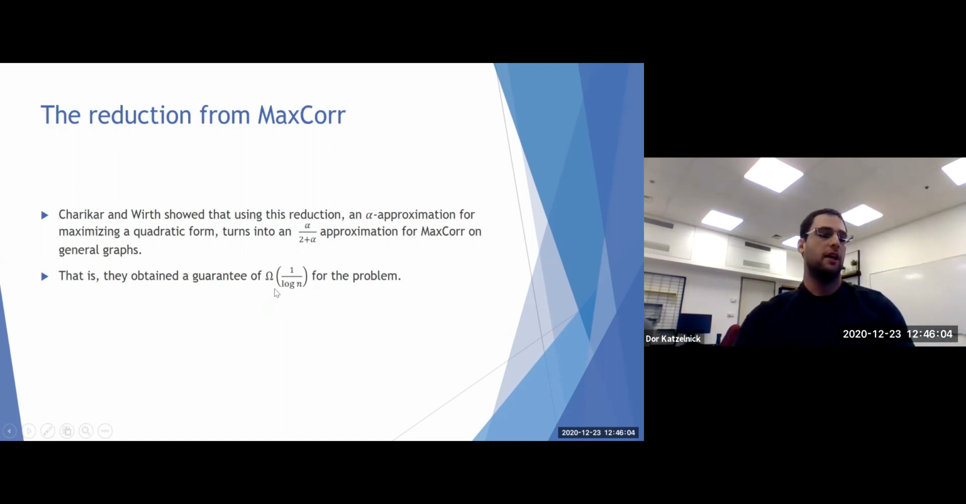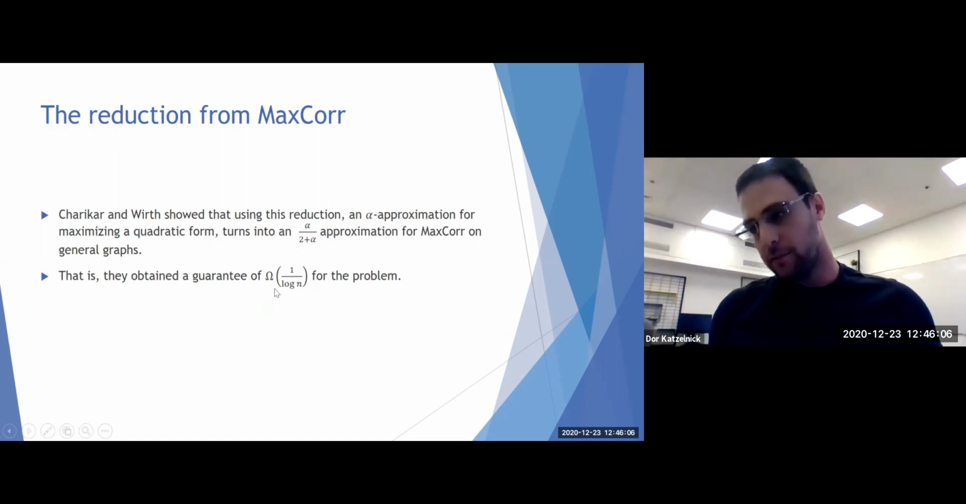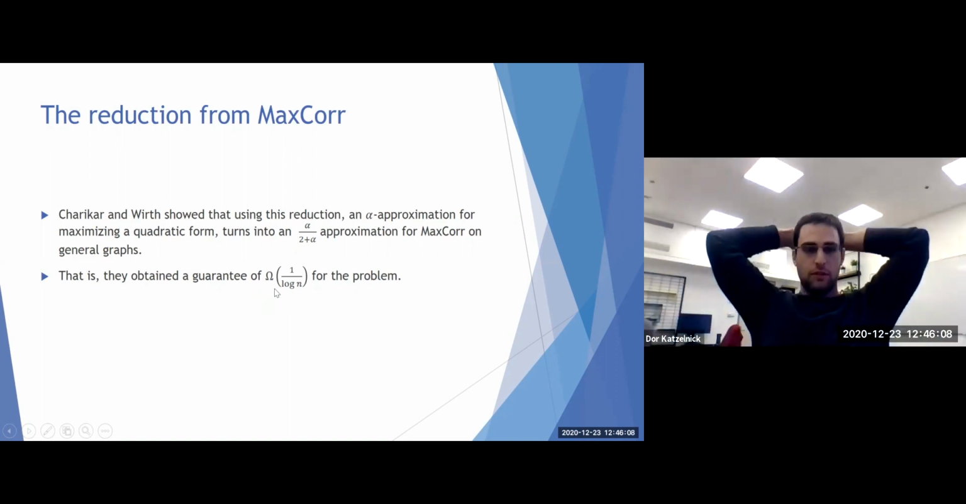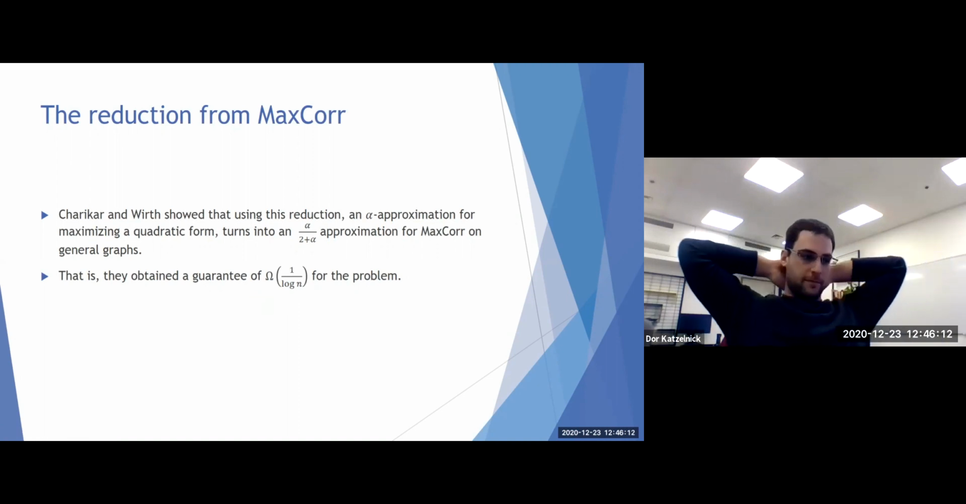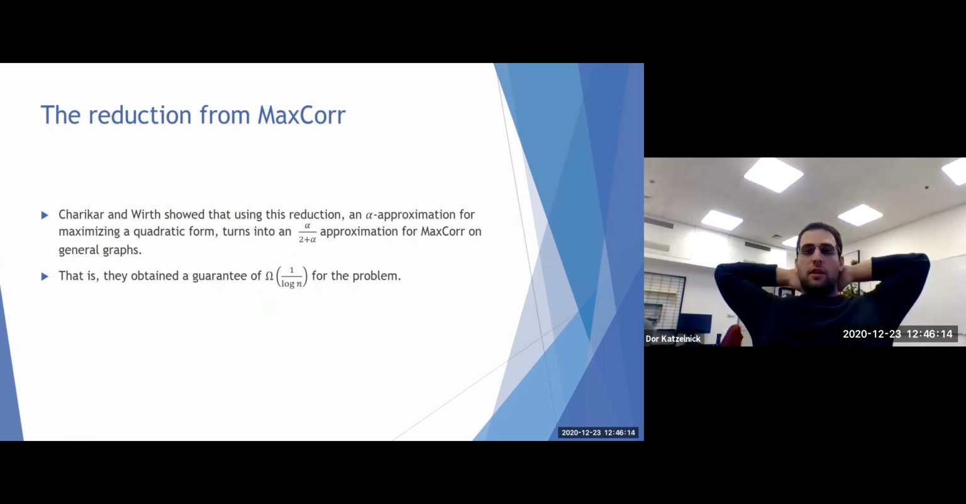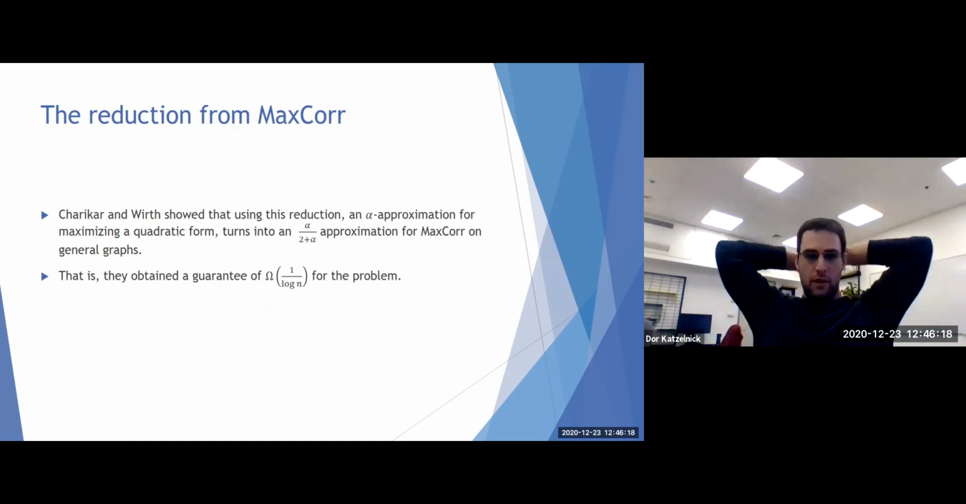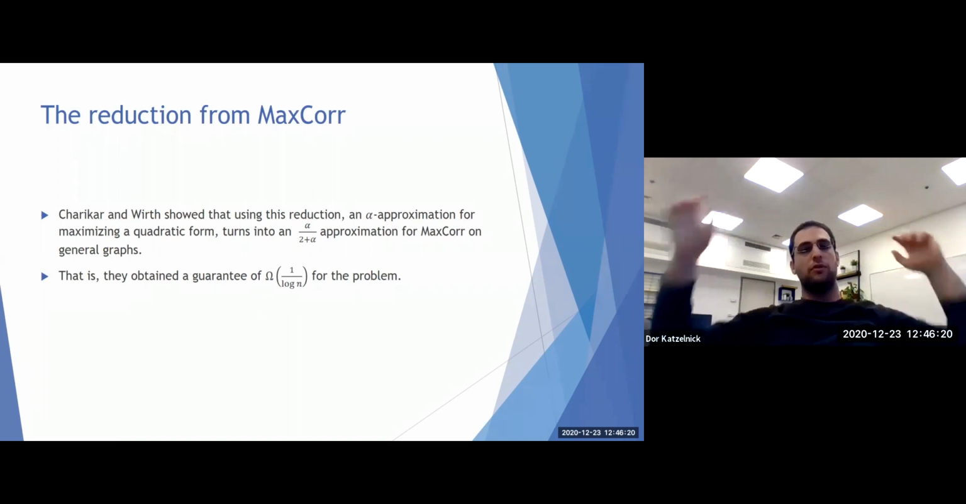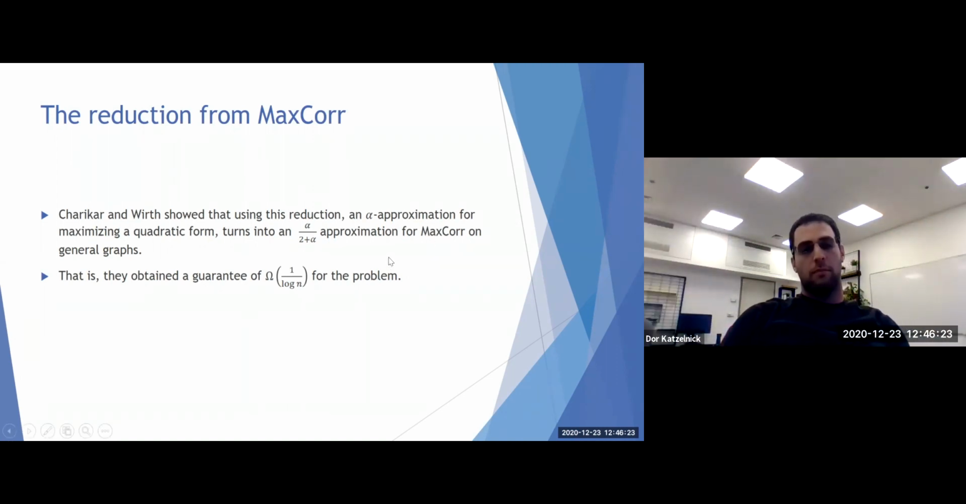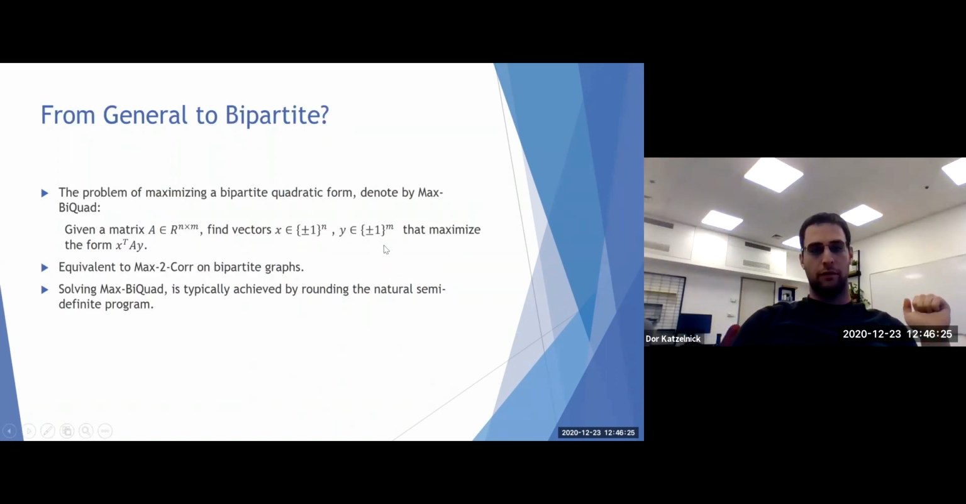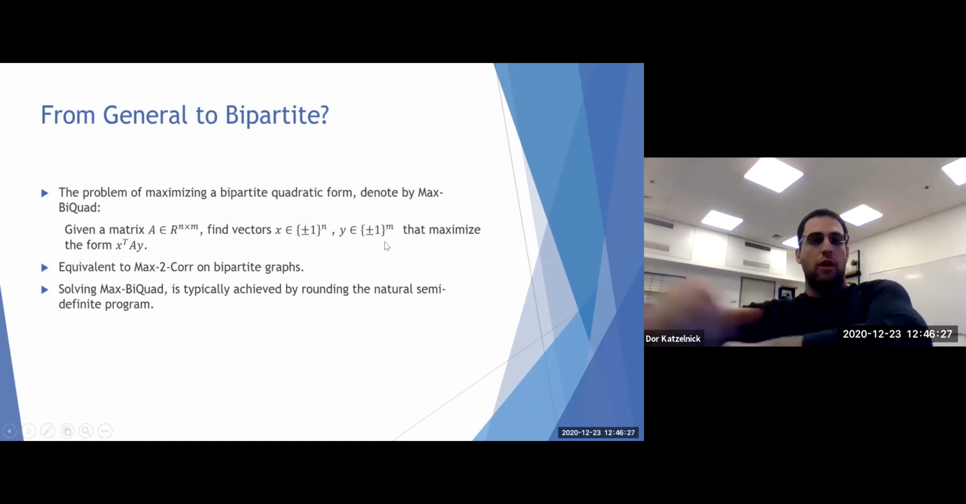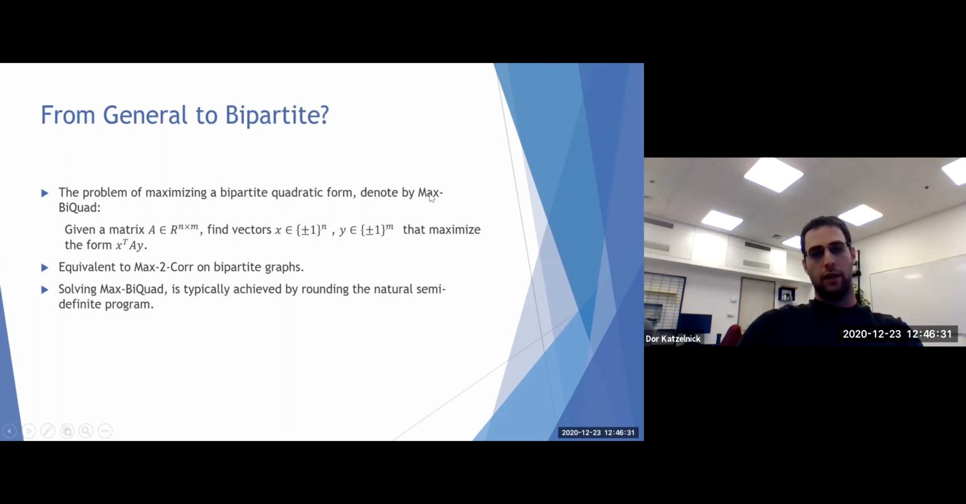Okay, so again, like Yaron asked me before, this is sort of tight, also for maximizing a quadratic form and for max core in general graphs. And now you can ask if we can do better for other types of graphs. And this is what we're going to see today. We're going to talk about bipartite graphs and bipartite forms. So we're going to define the following problem, which is called max biquad.